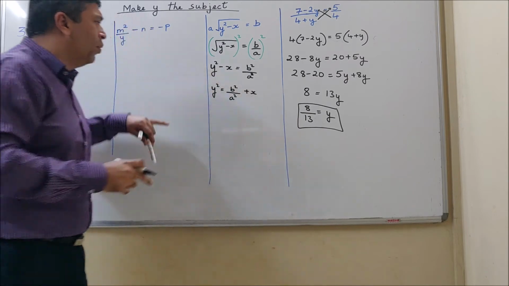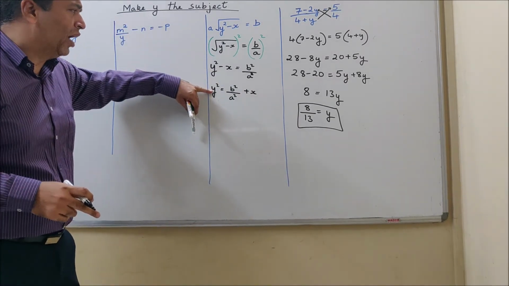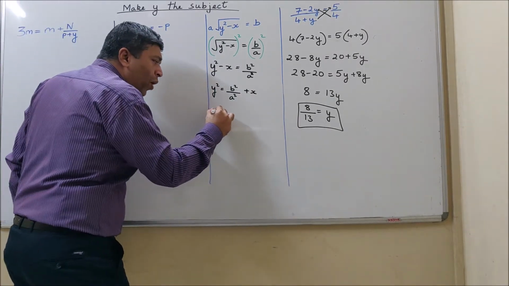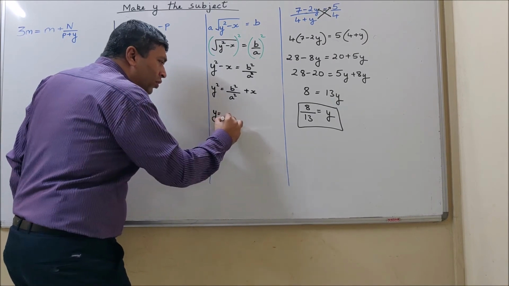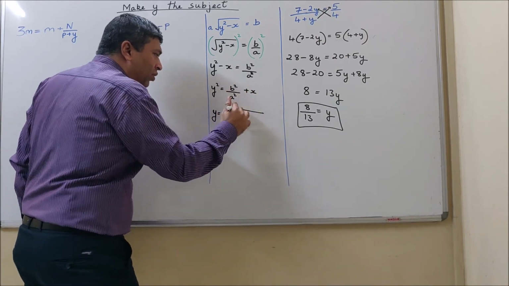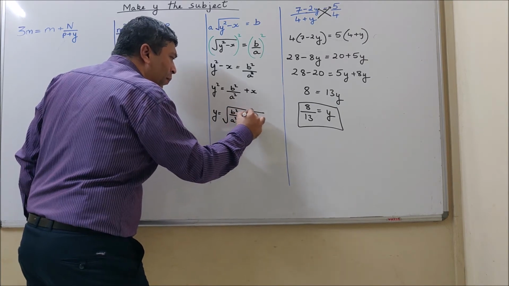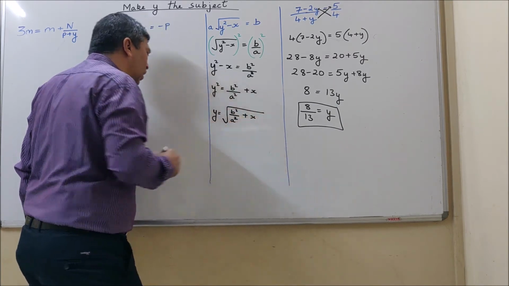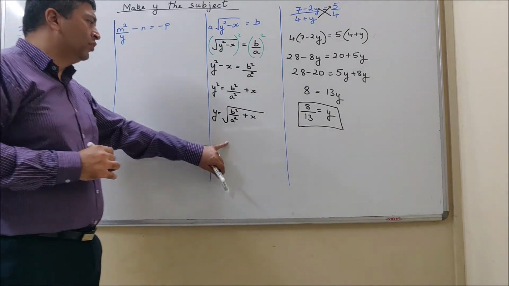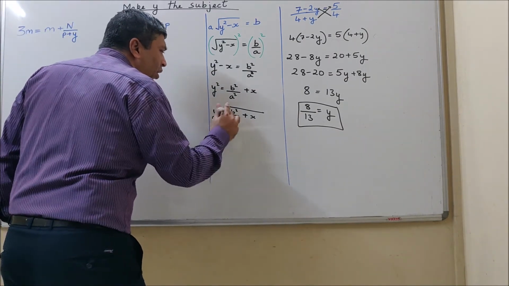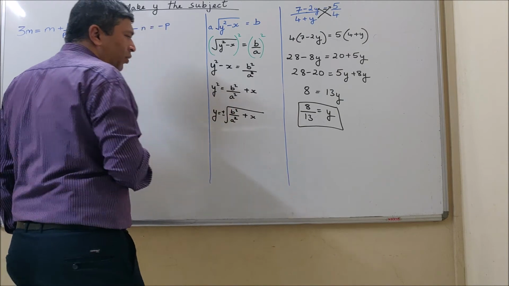We want to make y the subject, not y square. So y is equal to the square root of this, that is b square upon a square plus x. And you can leave it here. When you make a root of something, it's always plus minus.